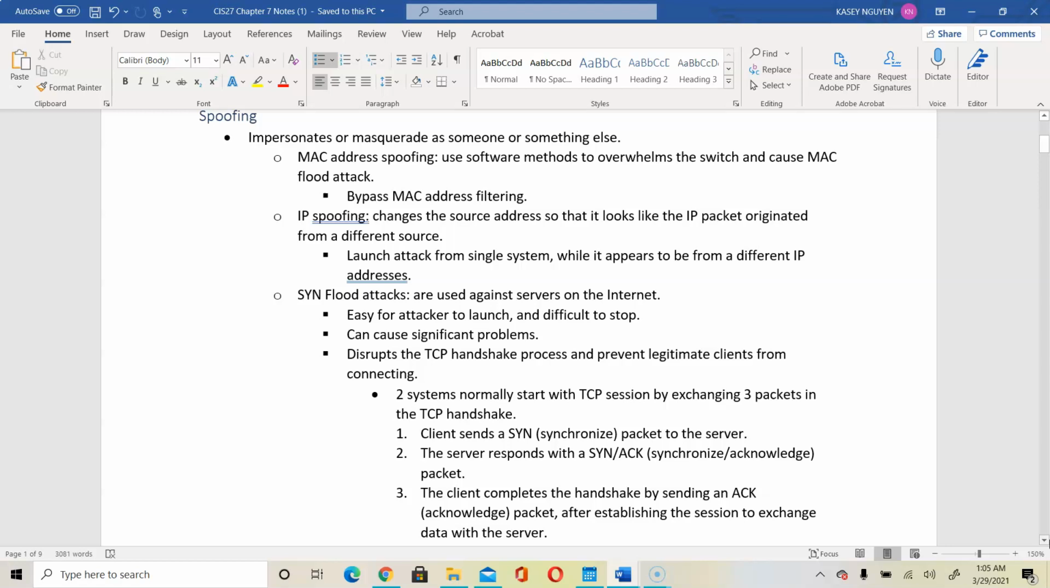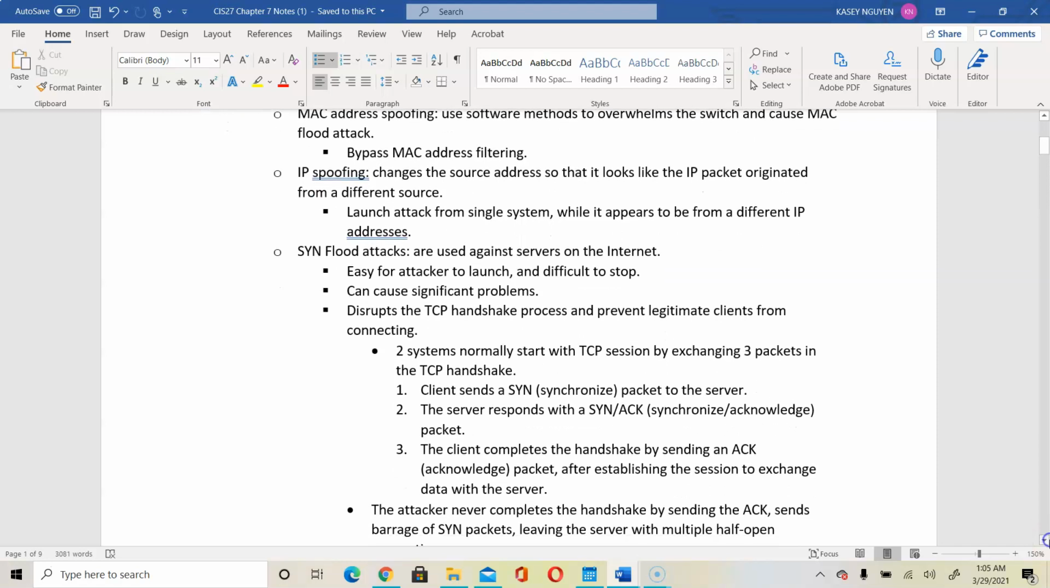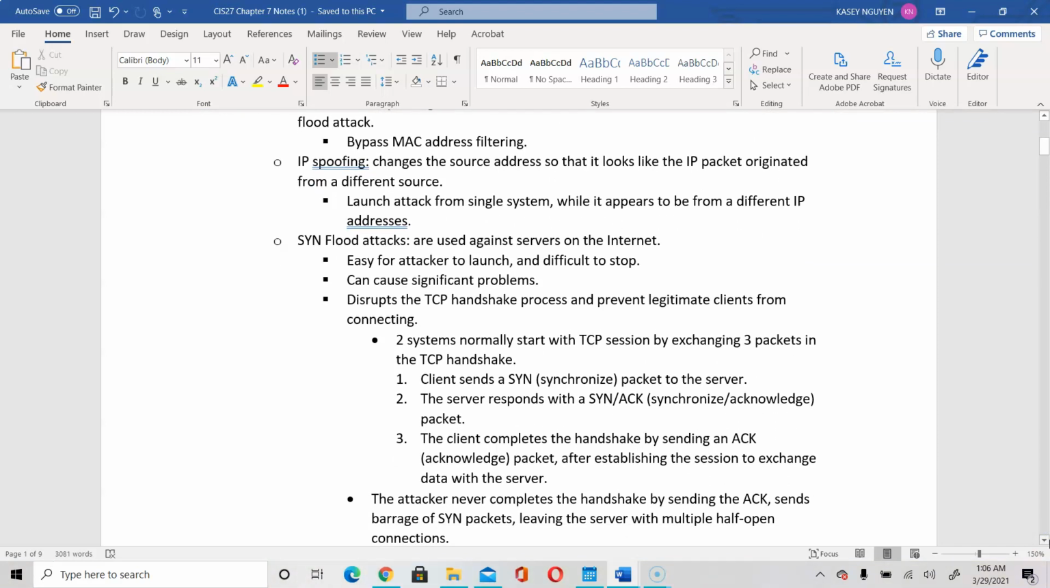The client would send a synchronize packet to the server. The server would then respond by sending a SYN-ACK, or synchronization acknowledgement, packet. Then the client would complete the handshake by sending the ACK packet, after which the session is established and they can exchange data with the server.